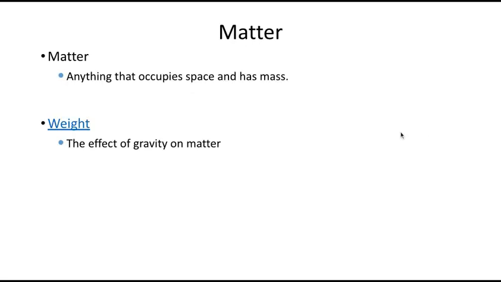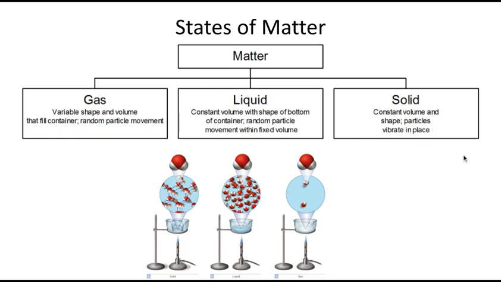So first things first, we need to understand what matter is. You've investigated this in the last digital lesson, so you should have this definition down. Matter is anything that occupies space and has mass. So, paper towel, penny, bottle of Gatorade. These are all things that have matter. While weight is basically the effect of gravity on matter. So our weight is basically gravity pulling us down, pulling our matter down.